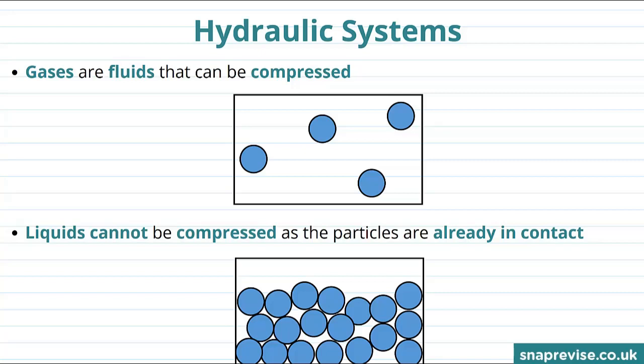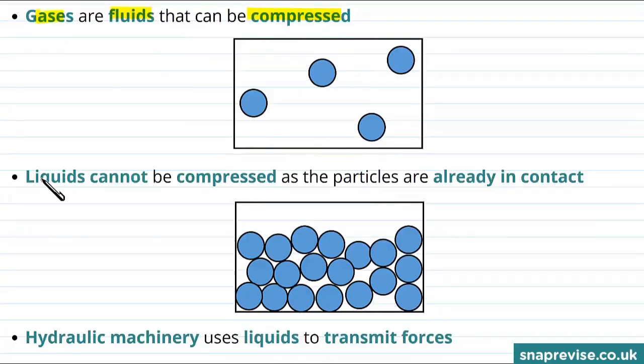Now let's talk about hydraulic systems. This is going to be an application of the formula pressure equals force divided by area. Now gases are fluids that can be compressed, and it turns out that liquids are the fluids that cannot be compressed. The reason for this is that the particles are already all in contact with each other, so there is no room to squeeze the fluid any further.